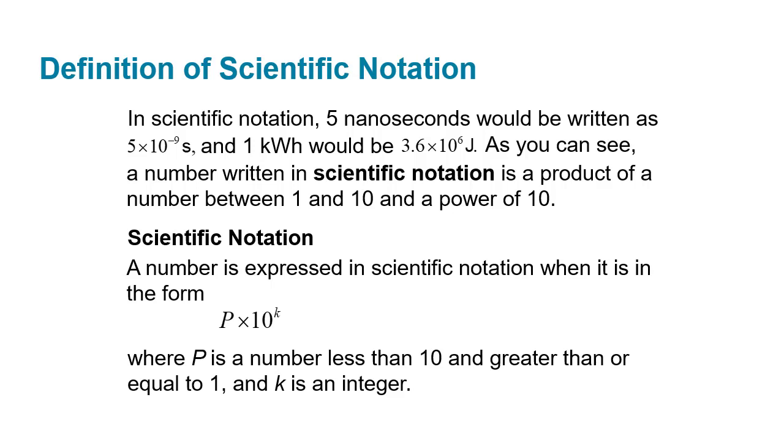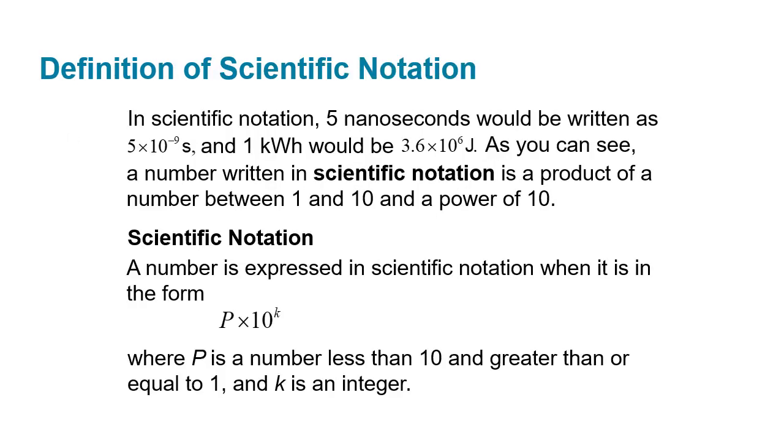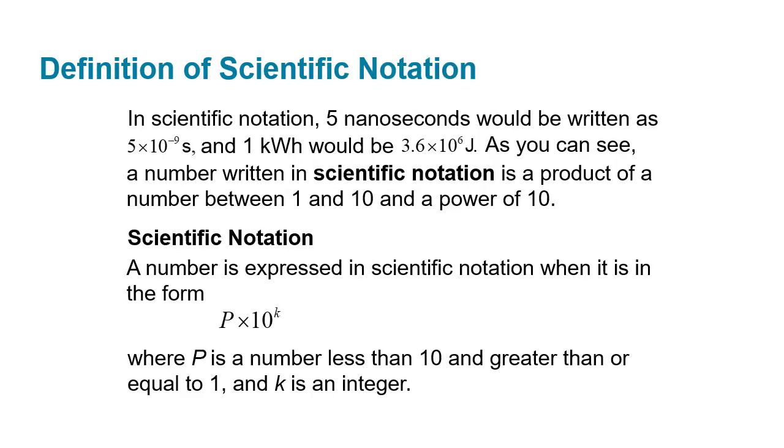10. So for instance, that 5 nanoseconds, which is a decimal point with all of these zeros before the 5, can really be written as 5 times 10 to the negative 9. And then similarly, 3,600,000 joules with all those extra zeros can just be written as 3.6 times 10 to the 6th. See, so scientific notation just takes all of those zeros and compresses them down to a power of 10.